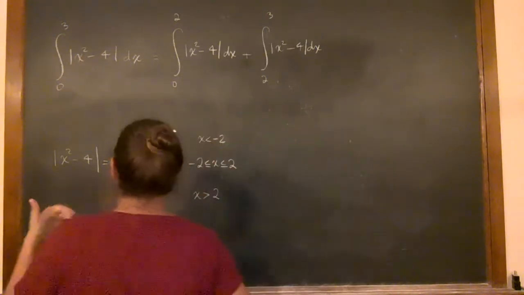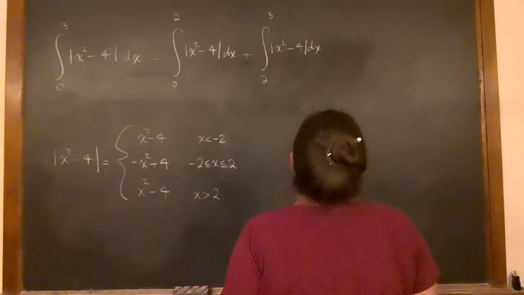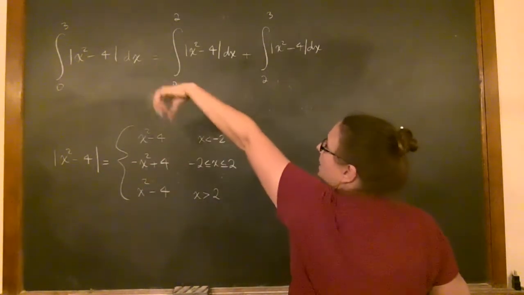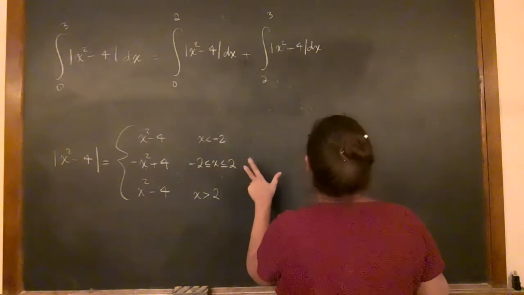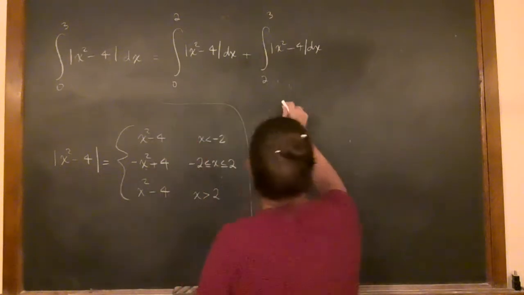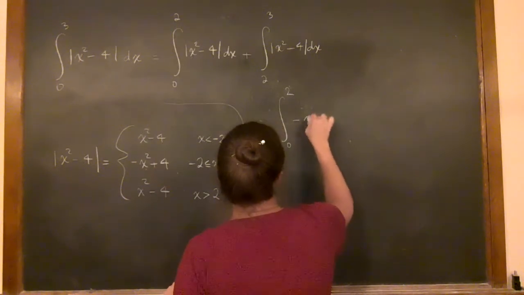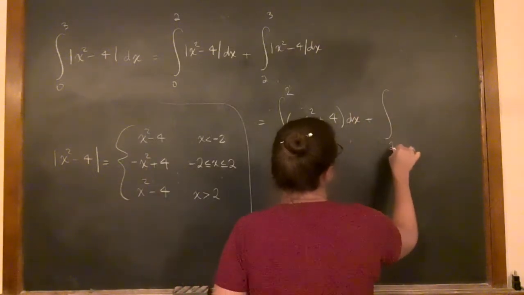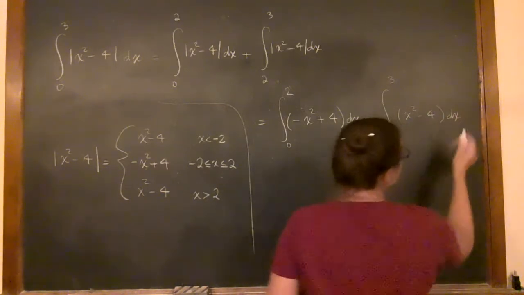It doesn't even have to be a piecewise defined function that has an absolute value. It could just be some piecewise thing. So anyway, we don't care about this part because that's not part of my integral. I only care about this one and this one. From 0 to 2, I'm in this portion here. So let's start here. From 0 to 2, I get that negative bit. And then from 2 to 3, I get the positive bit. And then I just go ahead and integrate.